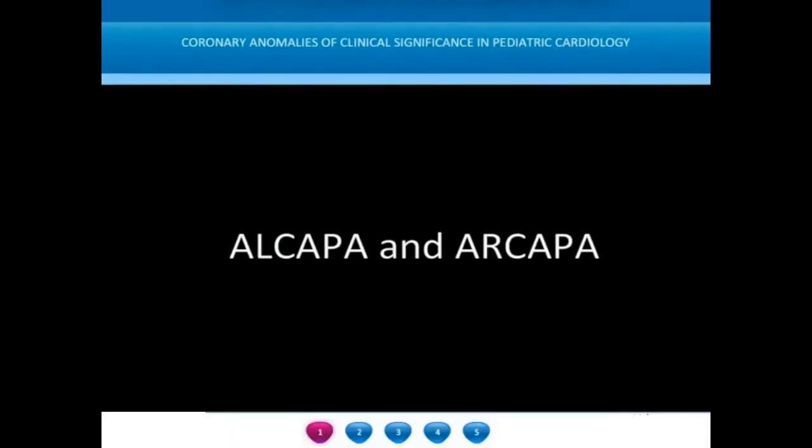In this module, we are going to discuss the coronary anomalies of clinical significance in pediatric cardiology. We are primarily going to concentrate on ALCAPA. ALCAPA refers to anomalous left coronary artery origin from the pulmonary artery. Towards the end of this module, we also will be briefly touching on anomalous right coronary artery from the pulmonary artery.